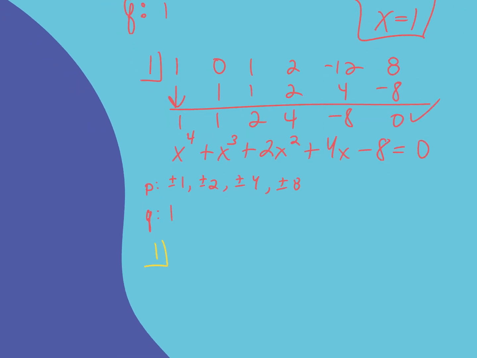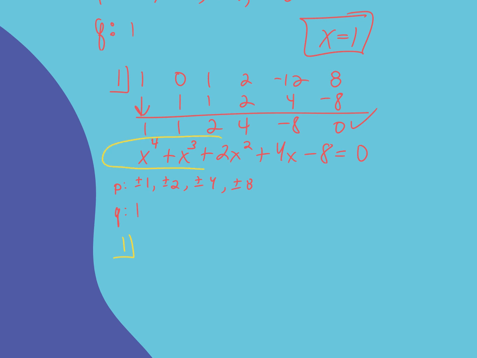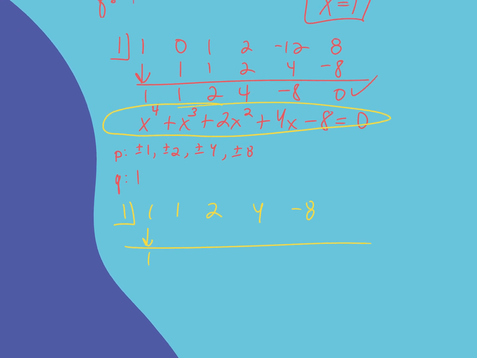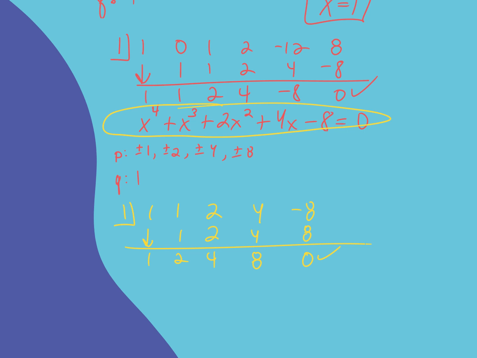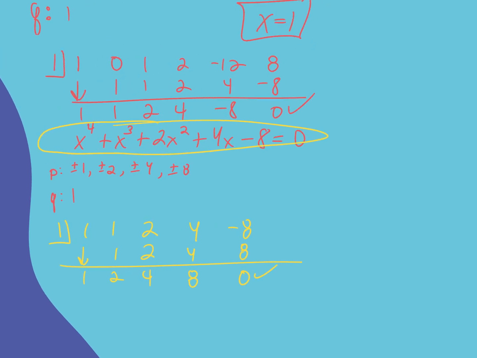So what are my coefficients of this? This is what we're working with now: 1, 1, 2, 4, negative 8. So bring down 1. Multiply to the corner. 1 times 1 is 1, and 1 plus 1 is 2. 2 times 1 is 2, 2 plus 2 is 4. 4 times 1 is 4, 4 plus 4 is 8. 8 times 1 is negative 8, and positive 8 is 0. What did you guys just prove to me? 1's a solution again.